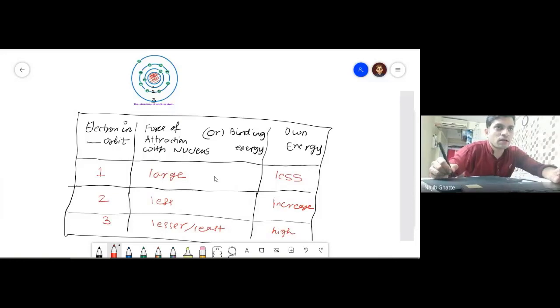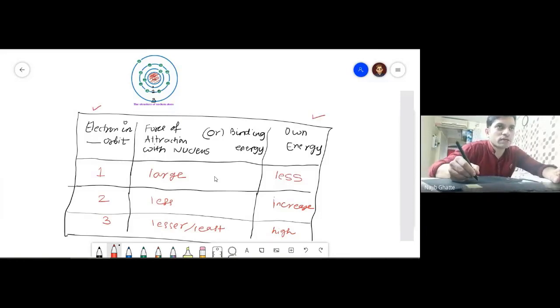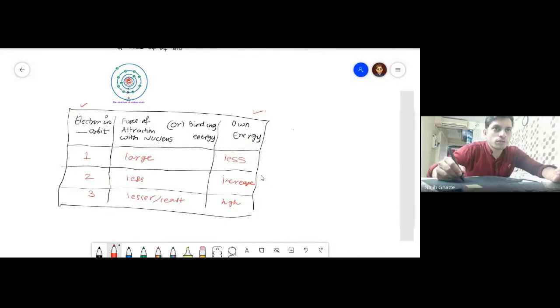Fine. Now let's take the first column and the third column, and let's try to draw a graph in terms of that in order to get a better understanding. Okay, so let's try to draw a graph. I say this is my x-axis, and this is my y-axis.